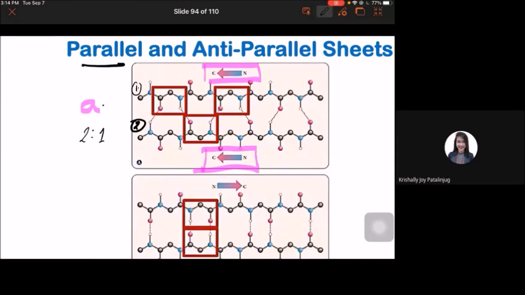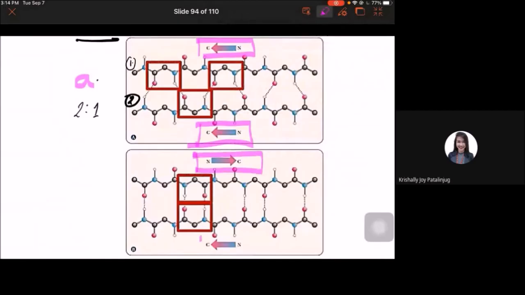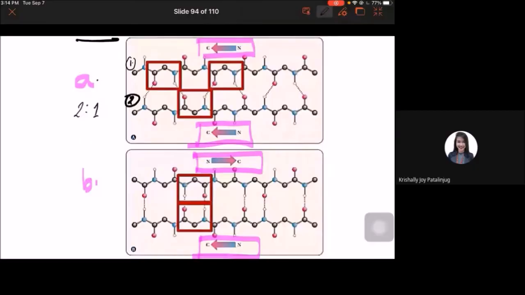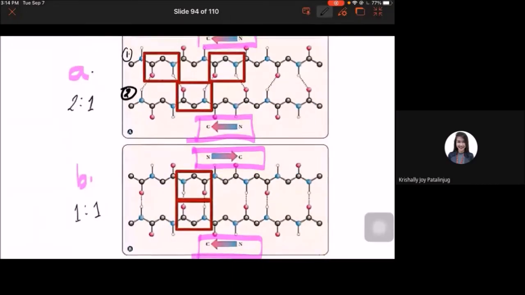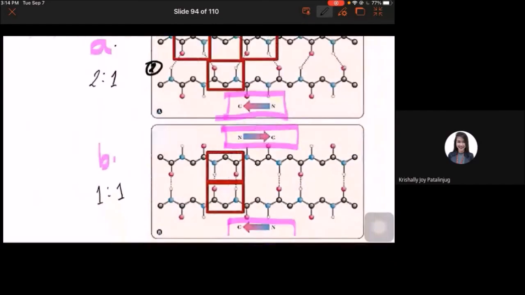Whereas yung nasa baba naman, obviously this is anti-parallel, kasi opposite direction, di ba? So letter B, kapag anti-parallel direction, take note, 1:1 naman ang hydrogen bond. Perfect interaction, equal interaction, kumbaga. So that is the difference between parallel and anti-parallel.